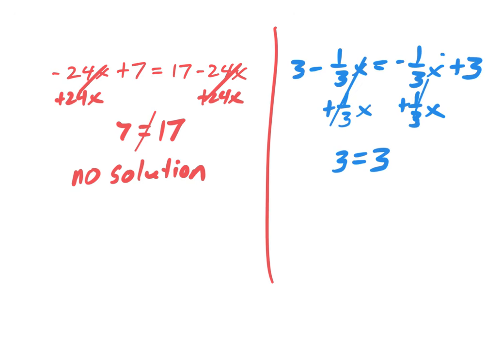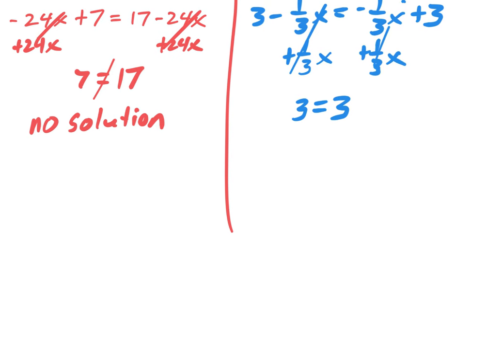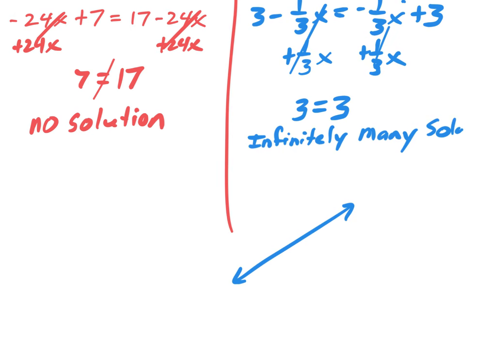So if I were to draw this line to remind you of what this would look like, the two lines are exactly the same line. They're right on top of one another. They have the same slope, same y-intercept, everything about them is the same. Anybody remember what we call that solution? Infinitely many solutions.